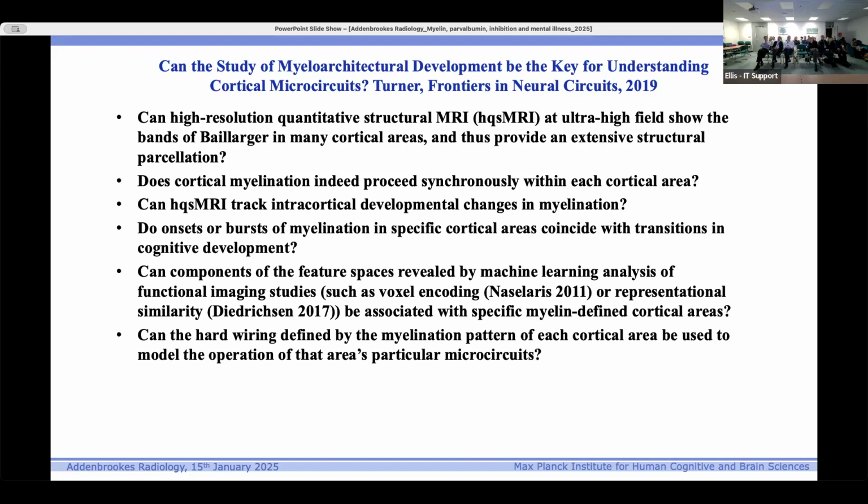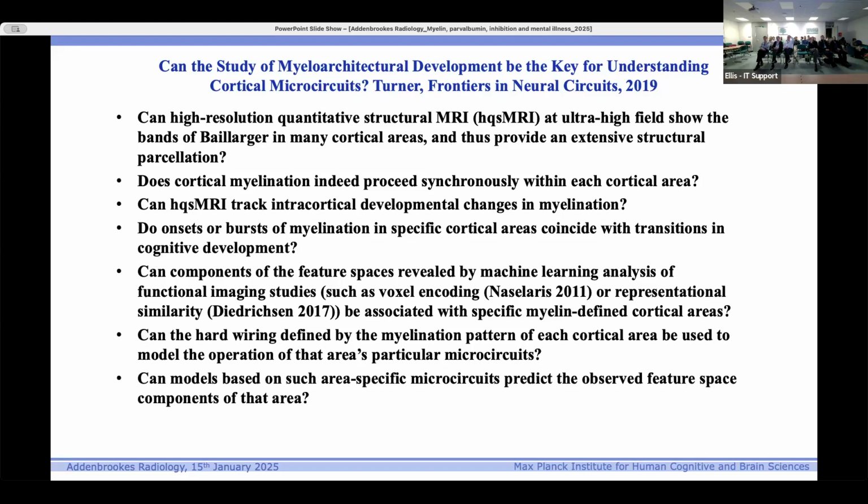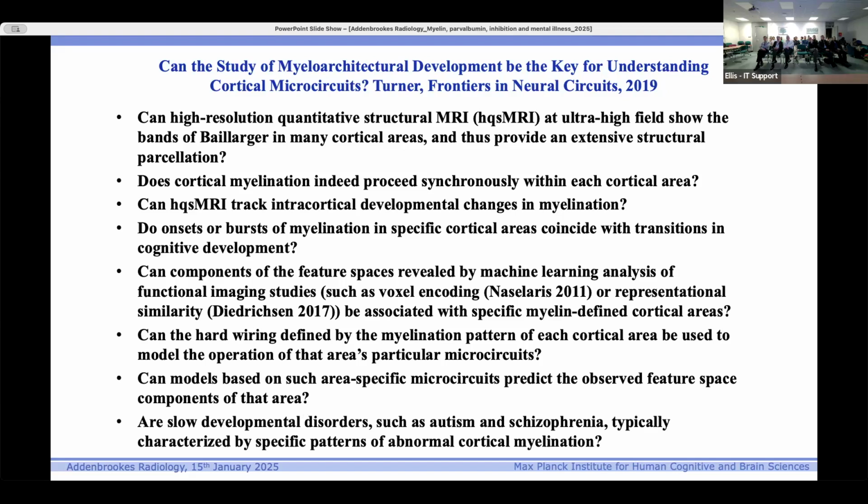Okay, that would be illuminating the hypothesis that each cortical area has its own algorithm or set of algorithms. Can the hard wiring defined by the myelination pattern of each cortical area be used to model the operation of that area's particular microcircuits? Can models based on such area-specific microcircuits predict the observed feature space components of that area? Are slow developmental disorders such as autism and schizophrenia typically characterized by specific patterns of abnormal cortical myelination? We're beginning to see evidence that they are.